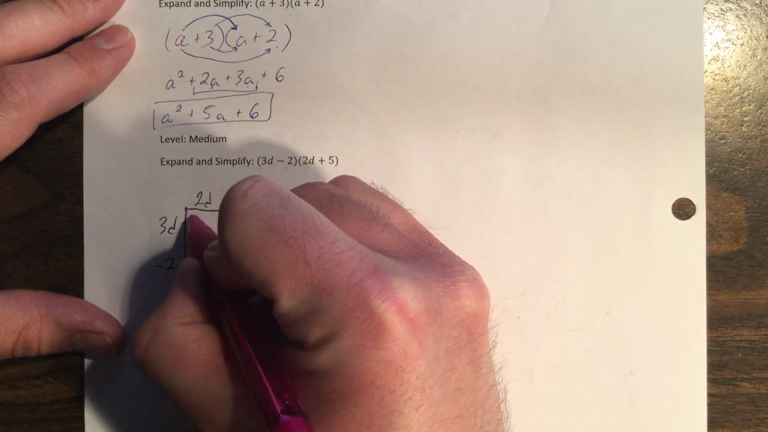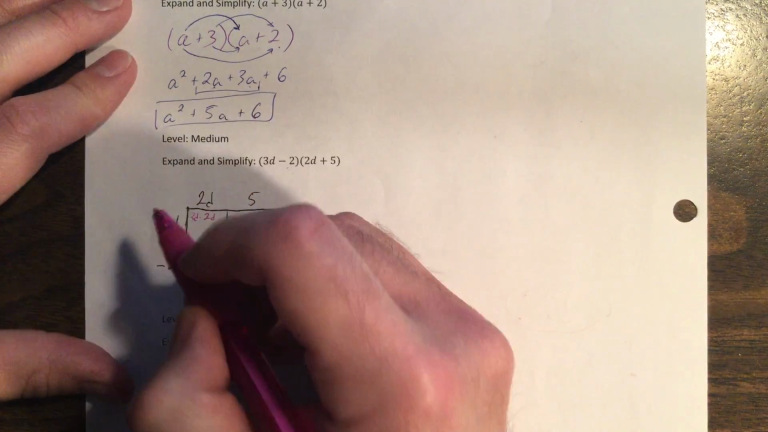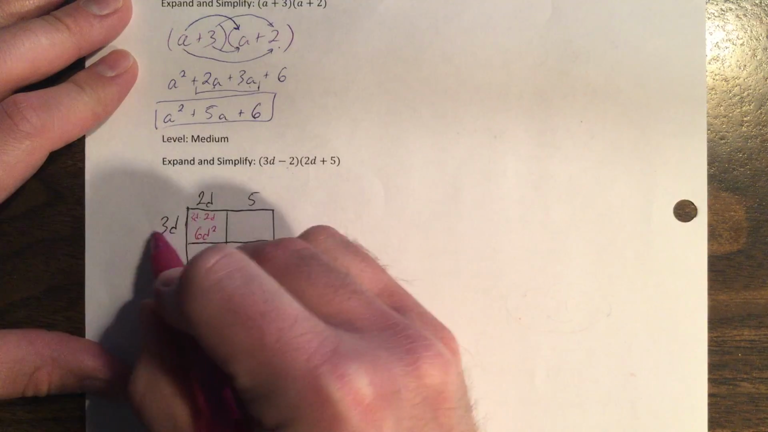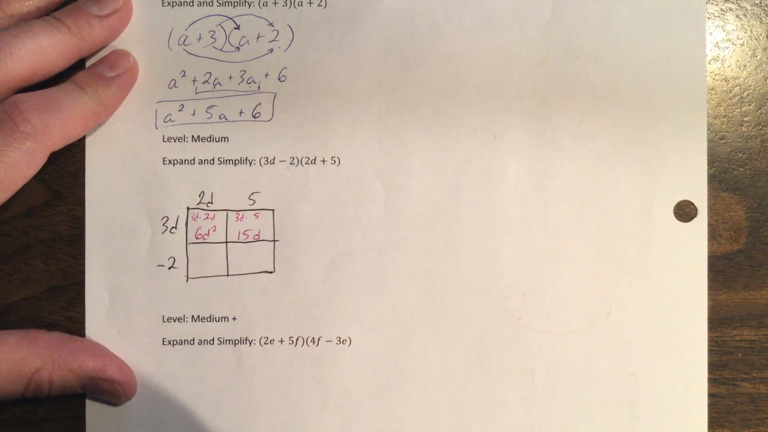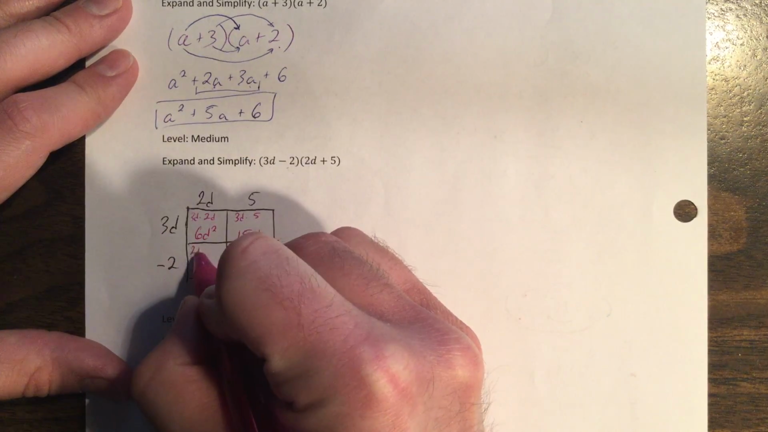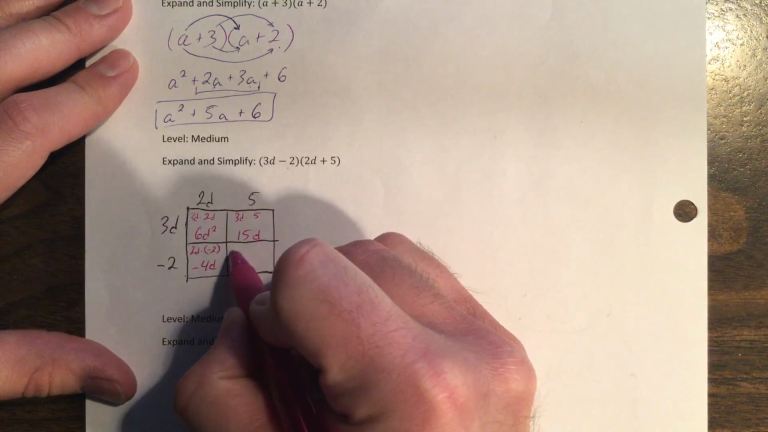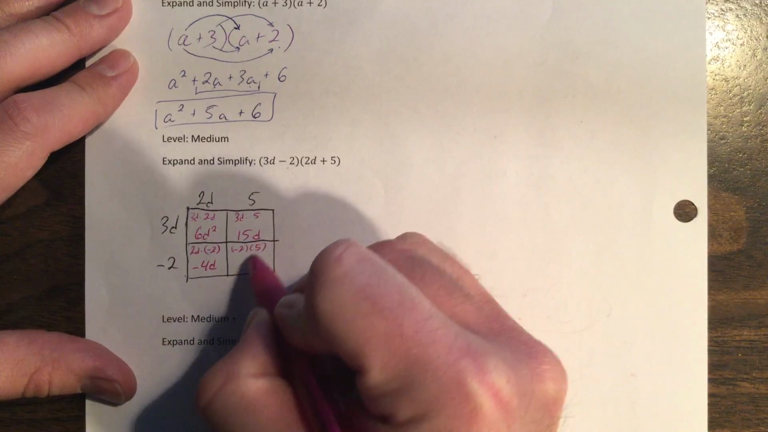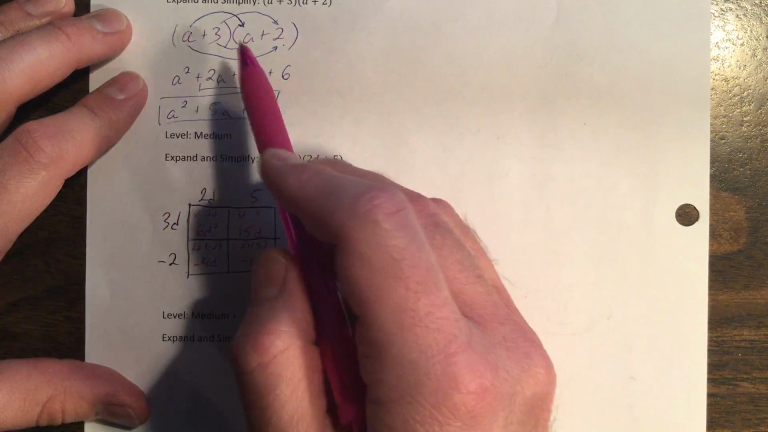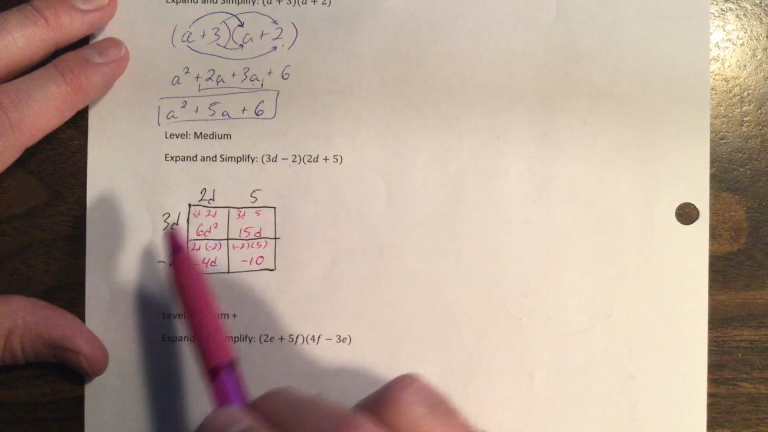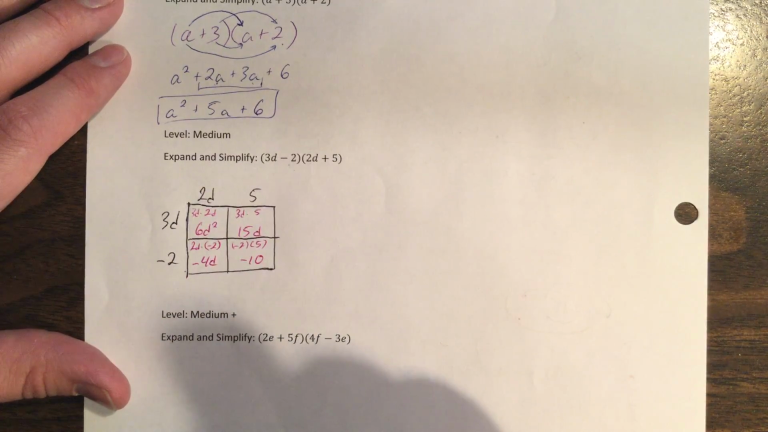Now 3d and 2d, this is where it's a little bit more complex, because we're dealing with numbers and letters, is 6d squared. 3d times 5, 3 times 5 is 15, and we just have 1d, so it's 15d. And then we have 2d times negative 2, and so this is negative 4d, and negative 2 times 5, which is negative 10. And so you'll notice that I put the multiplication in there, something I didn't do with FOIL. Again, you don't have to do that. I do that just to show where my numbers are coming from.